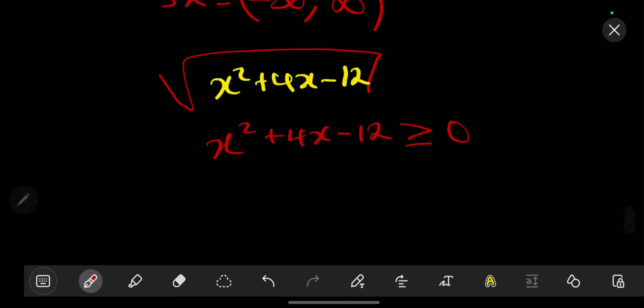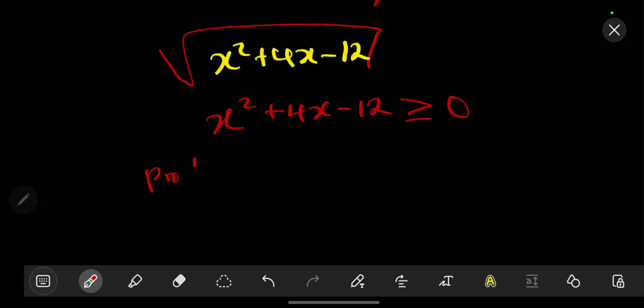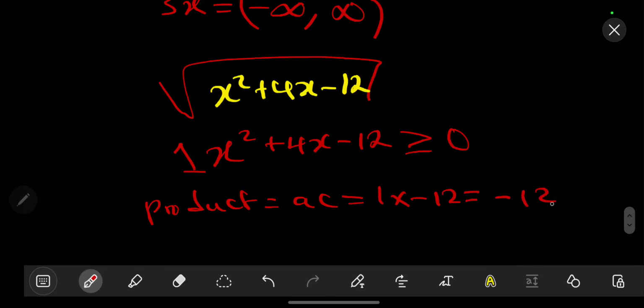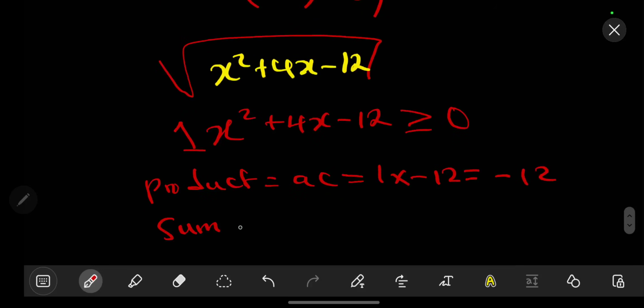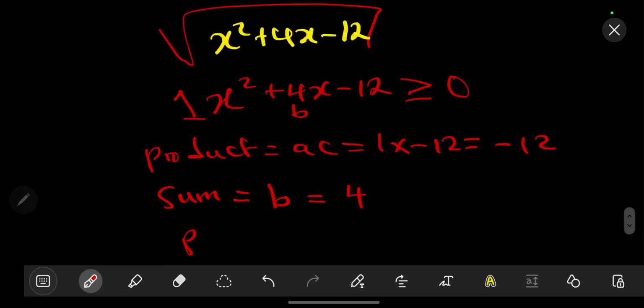Then find the value. Factorizing this, your product is equal to AC, where A is 1, so the coefficient there is 1 times C, which is negative 12, giving us negative 12. Then our sum should be equal to B, which is the coefficient 4. So we need factors which when we add them give us 4, but when we multiply them give us negative 12. So it's 6 and negative 2.